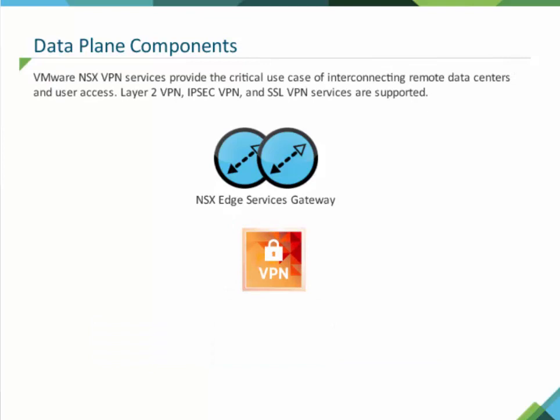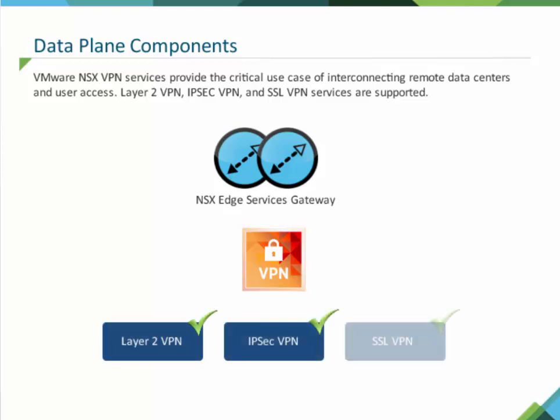VMware NSX VPN services provide the critical use case of interconnecting remote data centers and user access. Layer 2 VPN, IPsec VPN, and SSL VPN services are supported.